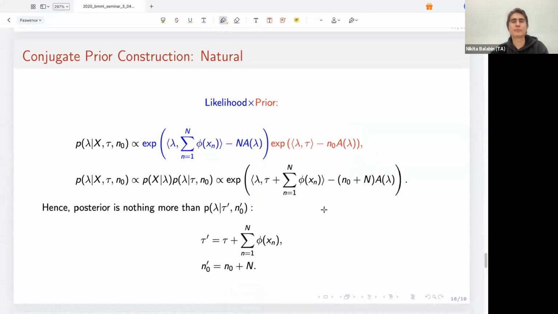So first of all, we know that the posterior is proportional to likelihood multiplied by prior. And if we rewrite it here, we see that we just sum it linearly, and the parameters are just updated. So the parameters of the posterior are just the updated parameters of the prior. It is the first convenient property, because we use conjugate priors and obtain conjugate posteriors. Okay.